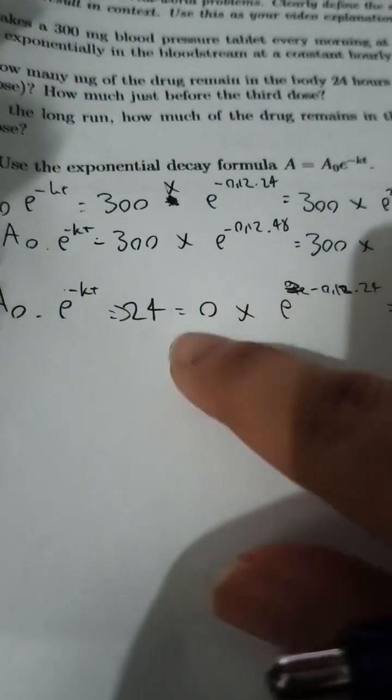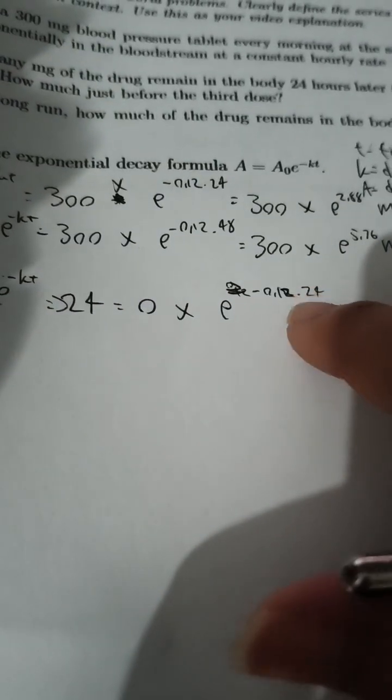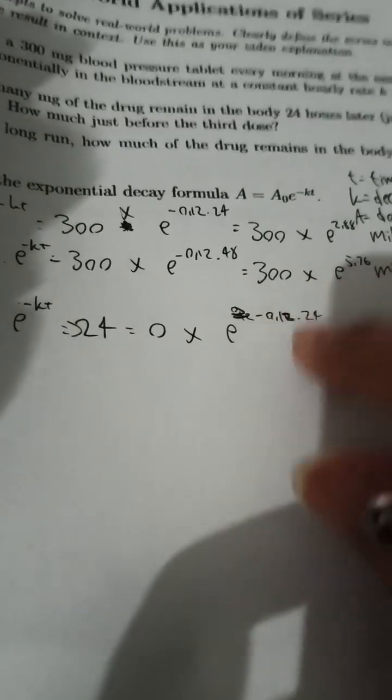So no dose, this is immediately 0 for the A, since A equals dose and there's no dose. So the dose is 0, so the only thing you really need to count is the exponential, which is negative 0.12 times 24. So wait, isn't that just the same? Well, yeah. Why is it 24?